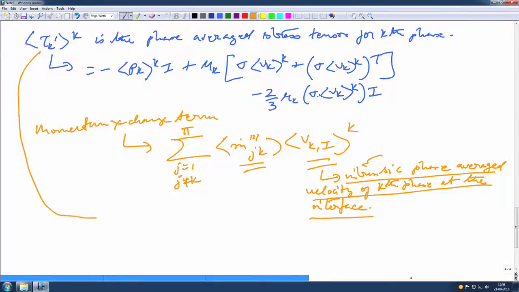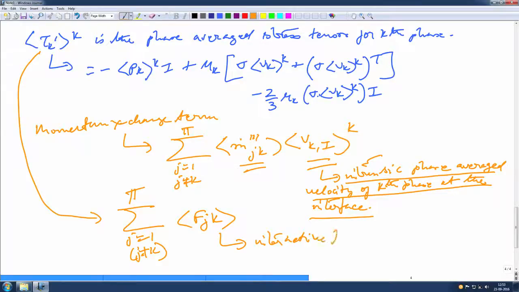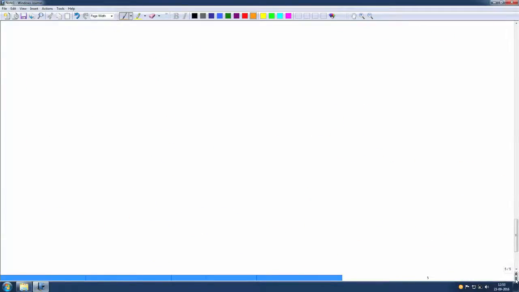This term, on the other hand, the interactive force term, can be represented by some kind of a force expression now, for j not equal to k, given by some kind of an f_jk. What is f_jk? This is the interactive force between the jth and kth phase. So f_jk is equal to minus f_kj and can be written as some kind of a parameter K_jk, which we will come to later, what that parameter means.